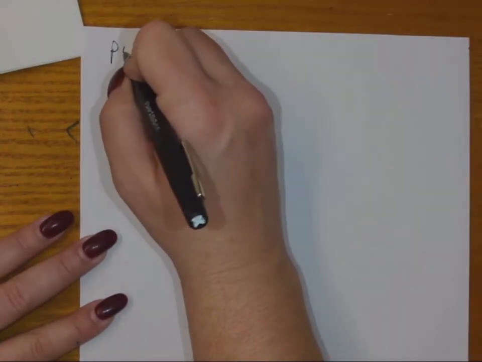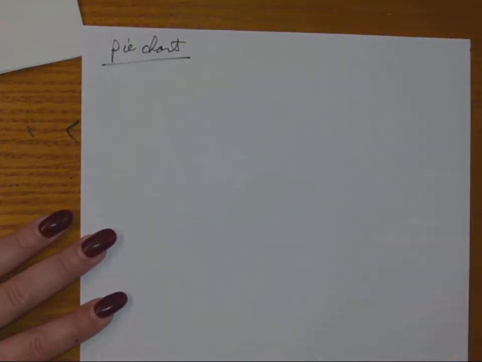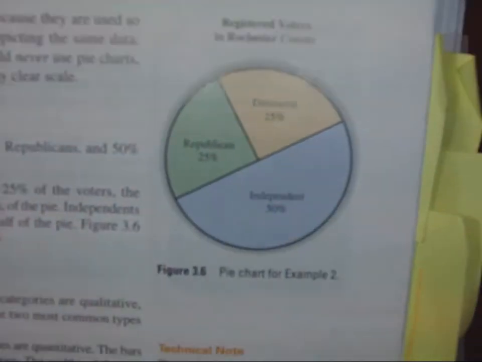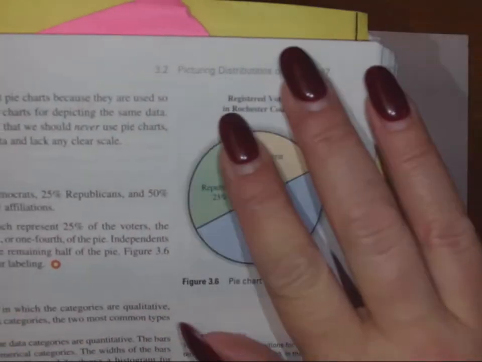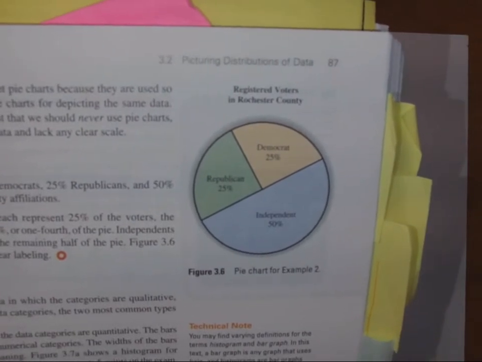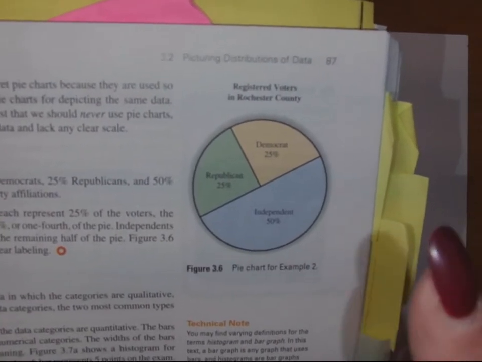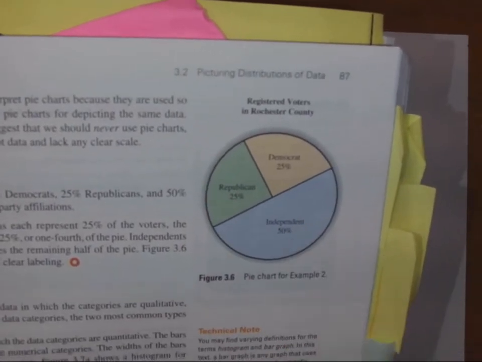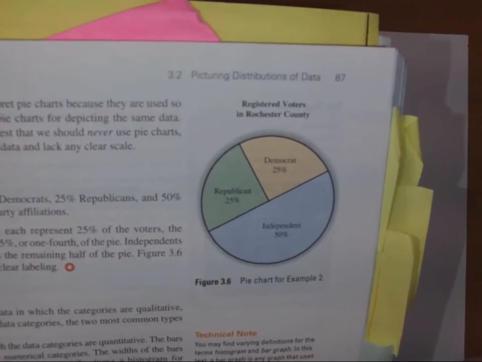Pie charts. I'm not going to waste your time with pie charts, but that is a type. Normally in this class, what we're going to do is read a pie chart. So let me give you an example, and we'll talk about what's going on here. Okay, this one's easy enough. Here's a pie chart. It talks about registered voters in Rochester County. I'm sure everybody has seen a pie chart before, so I'm not going to belabor it too much. People registered Democrat, 25%. People registered Republican, 25%. People registered Independent are 50%. Okay, that's a pie chart.